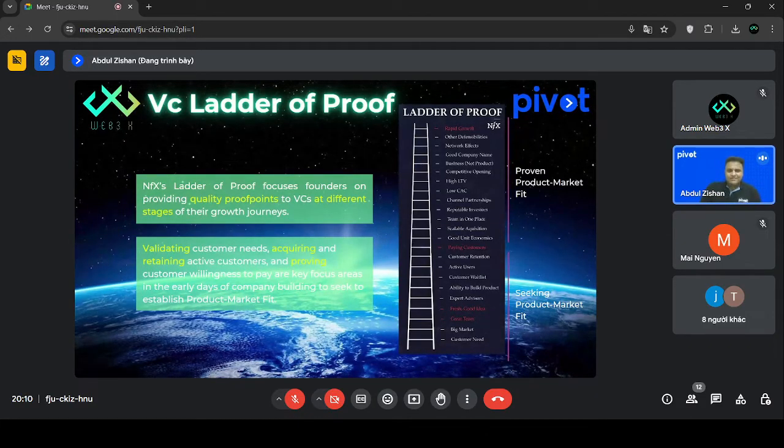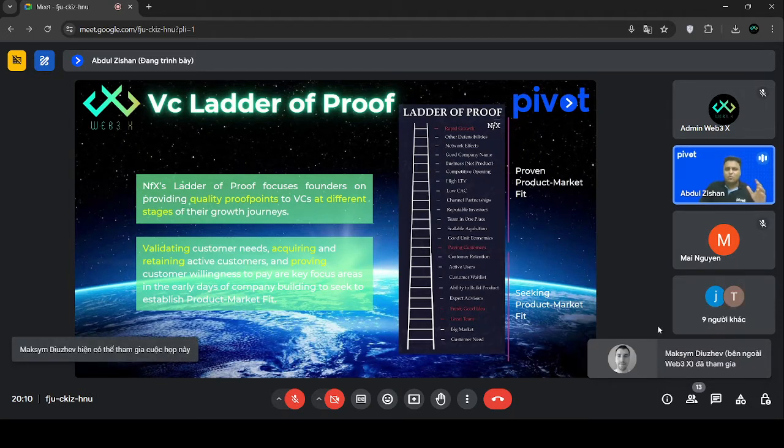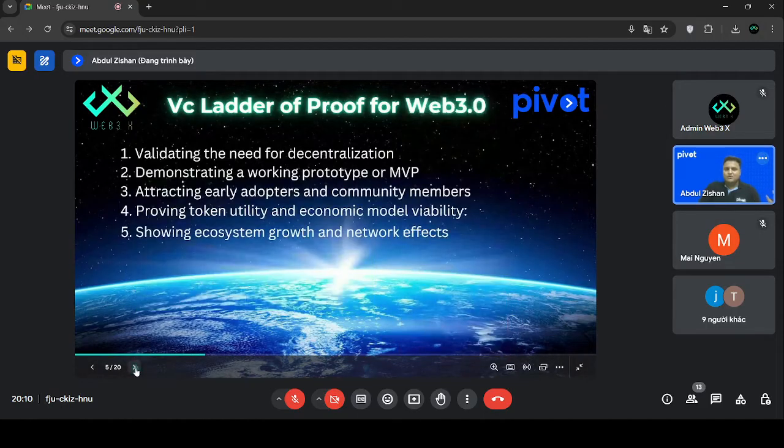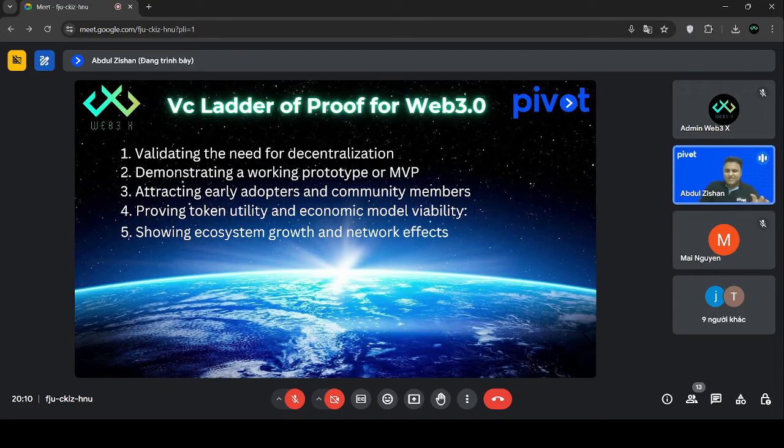In the earlier days, with traditional startups, the key idea behind putting yourself on this ladder was to validate your customer needs, acquire and retain active users, and demonstrate willingness to pay to prove that you have achieved what we call product market fit. But as we evolve towards the Web3 landscape, the traditional VC ladder of proof takes a new form. So I'll try to break down the ladder of proof into its key stages.